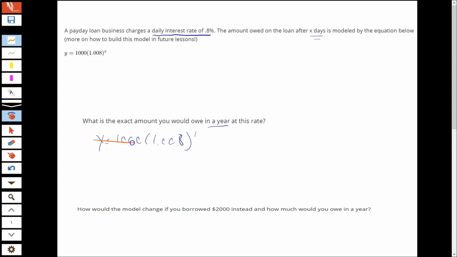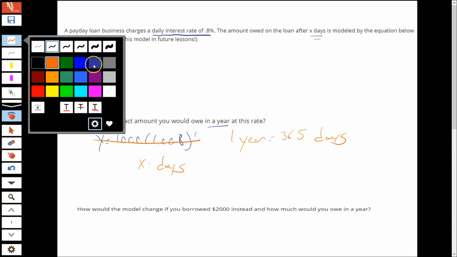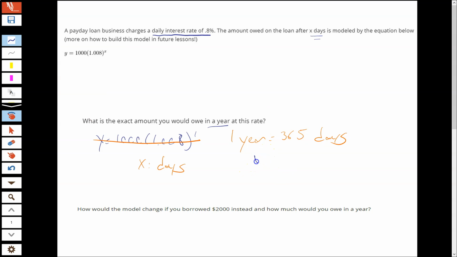So the reason that is wrong is because this is not 1 year, right? Remember, x is days. So we need to use the fact that 1 year is 365 days. So the correct way to tackle this is, rather than putting 1 as the exponent, we say y equals 1,000 times 1.008 to the 365th power. Okay, so that's 1 year, but in days.